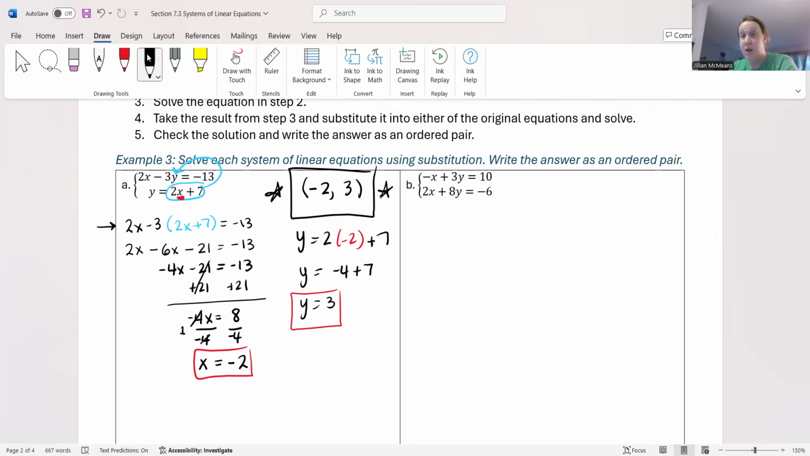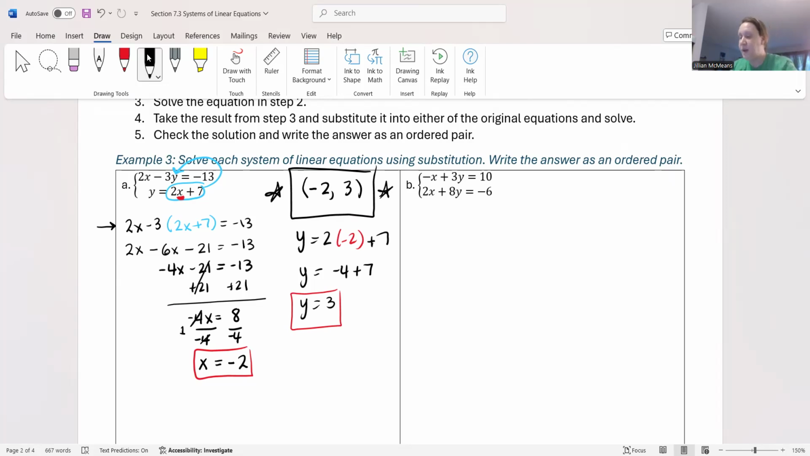And if you wanted to check your work, you absolutely could. You could take this ordered pair, plug it into both equations, and if that ordered pair satisfies both equations, you have been able to verify your answer. You could also type both of these equations into Desmos and double check the point of intersection.